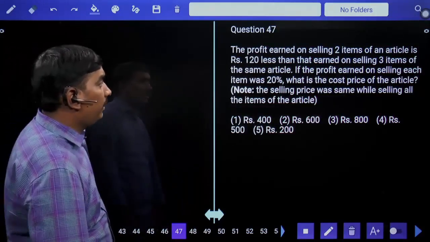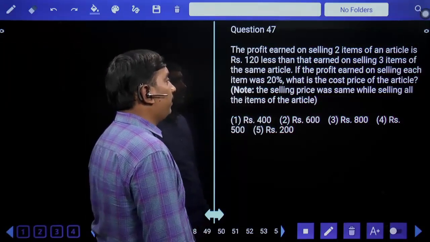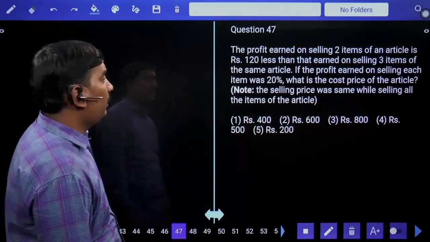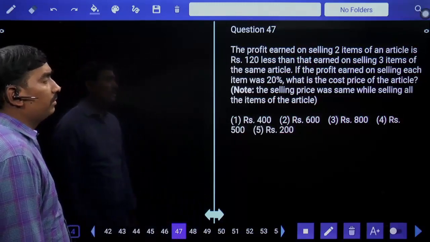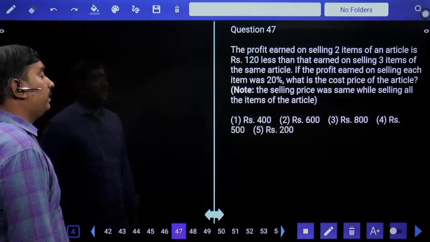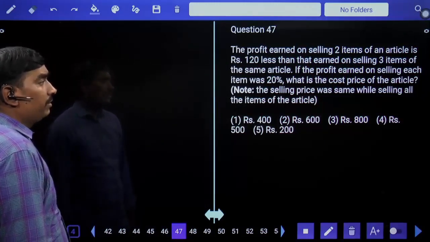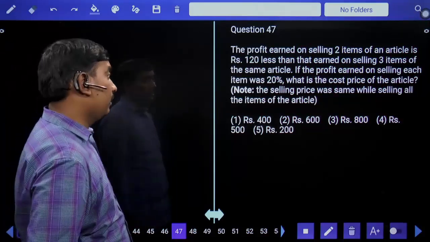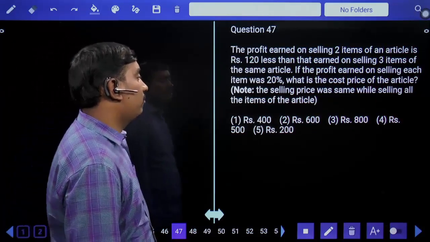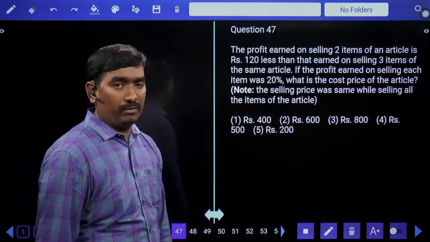Profit earned on selling 2 items of an article is 120 lesser than that earned on selling 3 items of the same article. If the profit earned on selling each item was 20%, what is the cost price of the article? Note, selling price was the same while selling all the items of the article.